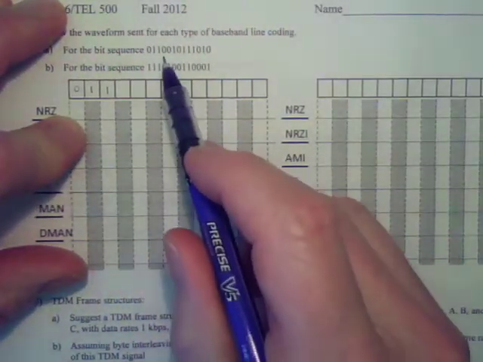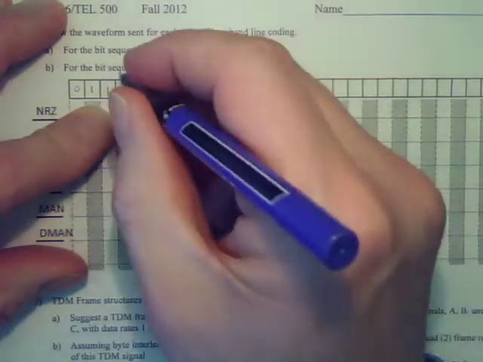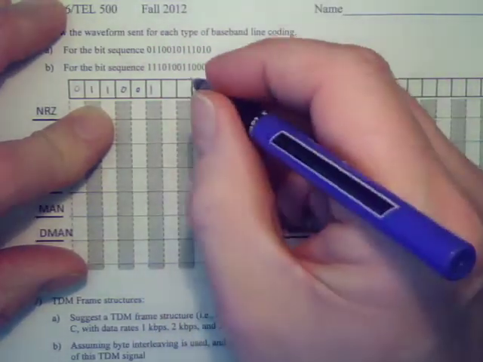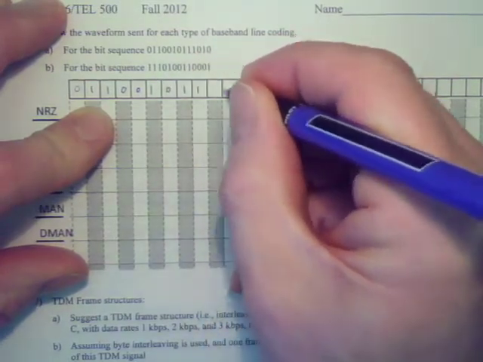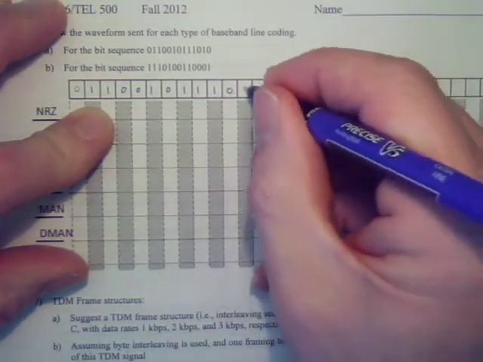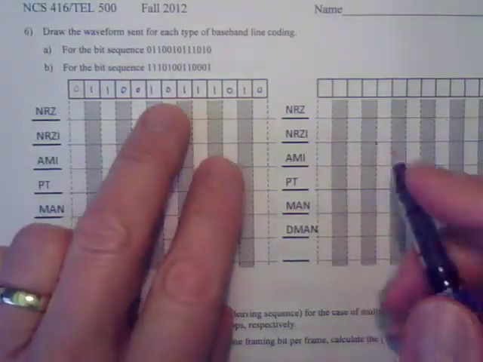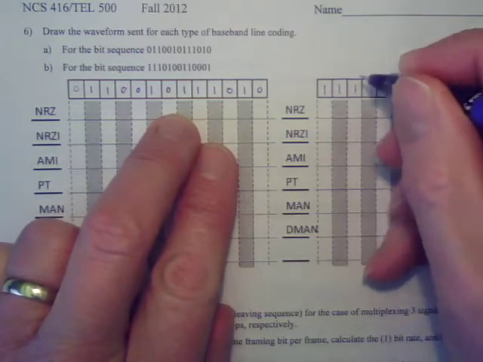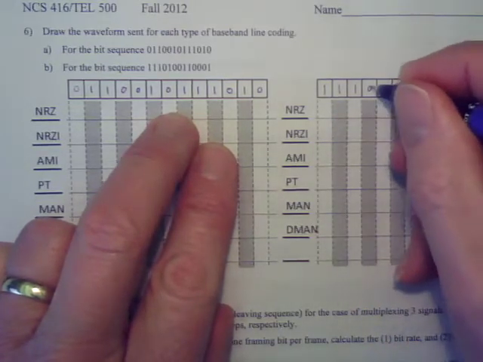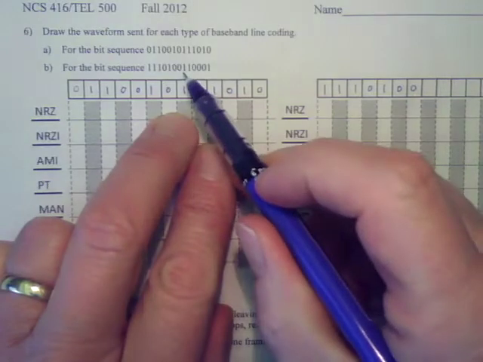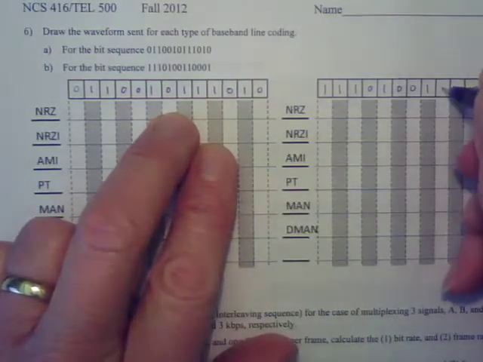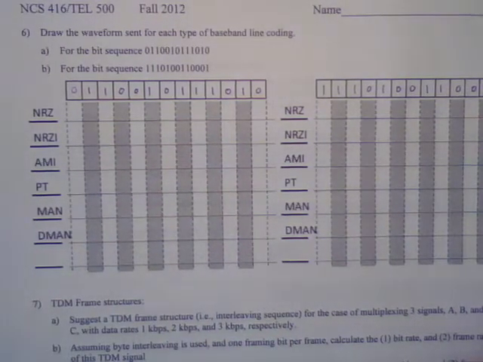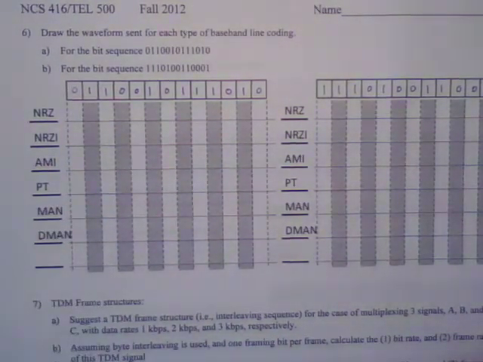So I'll copy them into the spots: 0, 1, 1, 0, 0, 1, 0, 1, 1, 1, 0, 1, 0 is the first one, and the second one is 1, 1, 1, 0, 1, 0, 0, 1, 1, 0, 0, 0, 1, so to speak. Okay, so we're asked to do all these different types of encoding.